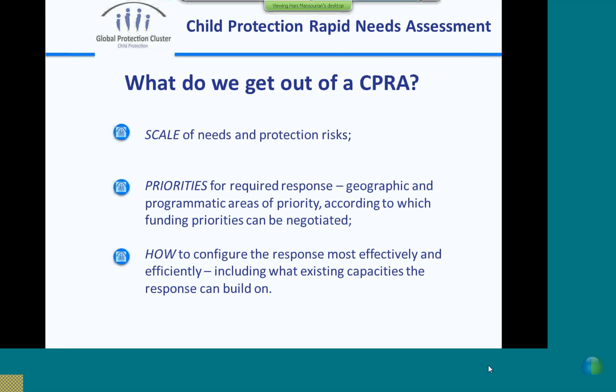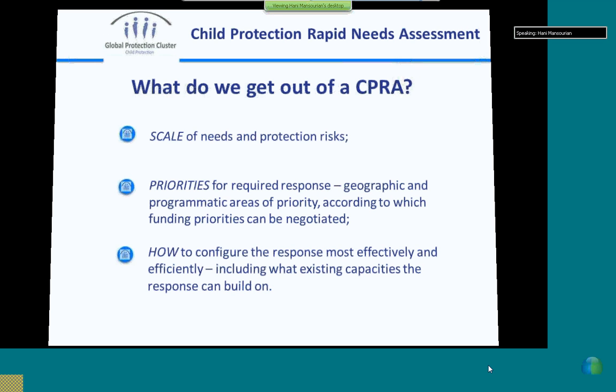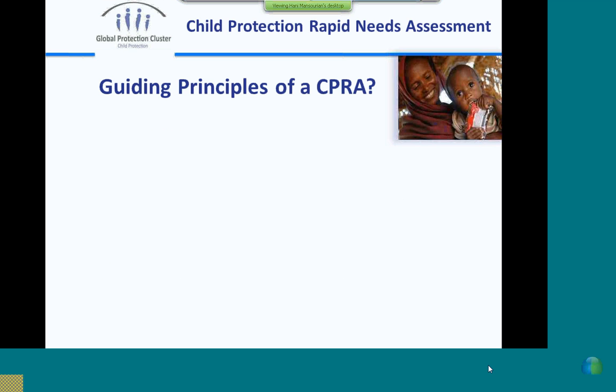So just to wrap up what we can expect to get out of CPRA, it will give us the scale of the needs, it will give us priorities in terms of geography and programmatic areas, and hopefully it will help us a little bit in how to configure our response. But we try really hard within the tool to look into existing capacities within communities. And we are hoping that our programming, based on the information we get, is going to be towards reinforcement of those capacities rather than creating parallel ones, unless as a last resort we have to.